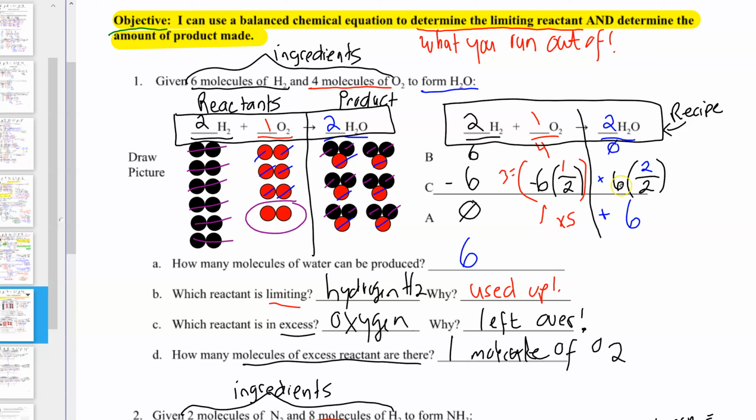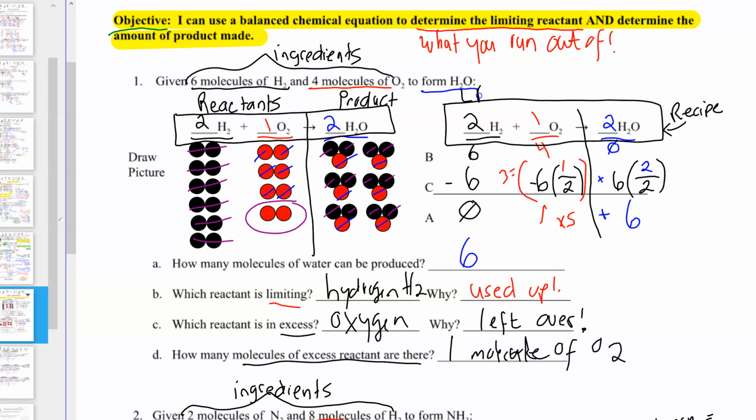And how much water did I produce? Well, 6 times the ratio of the unknown water to the known hydrogen. That's 2 over 2. 6 times 2 over 2 is 6 times 1, which is 6. Now, what if you picked wrong? That's okay. What would happen is one of these numbers would come out negative, and that just means, oops, picked the wrong one, go back, pick the other as limiting, and then you can work it out from there.